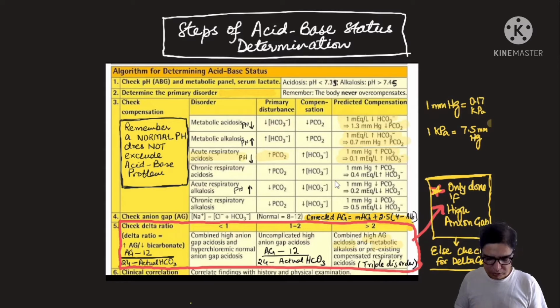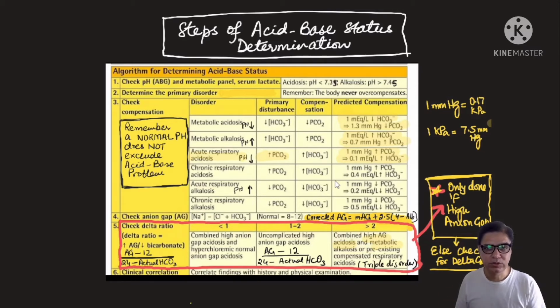Anyhow, I told you that the first step is to look at the pH level. So pH could be towards the acidotic side, or it could be towards the alkalotic side. Then you determine the primary pathologic process. If the pH and the PCO2 are in opposite directions, either up or down, then the primary problem is respiratory. If the pH and the bicarbonate levels are in the same direction, either up or down, then the primary process is metabolic. Then the third step is to look for compensation.